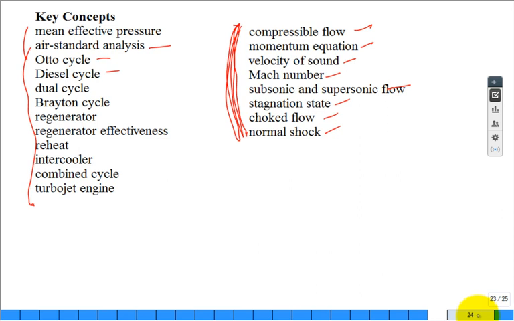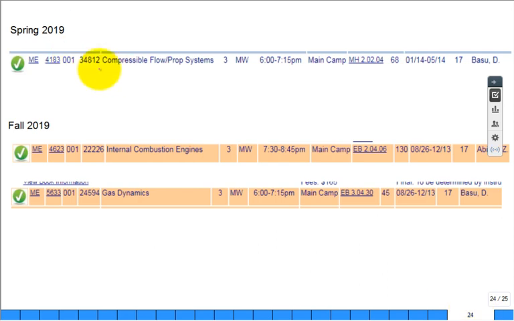Because if you're really interested, you can take an undergrad class, compressible flow, that's offered this semester right now. That means you're not enrolled in it, but probably in the spring of 2020, it'll be offered again. We like to recycle these about once every year or year and a half, and probably Basu will be around and he'll teach it, and believe me, it's a whole class on compressible flow, a lot of nozzles. He'll spend a lot more time and you'll develop more.